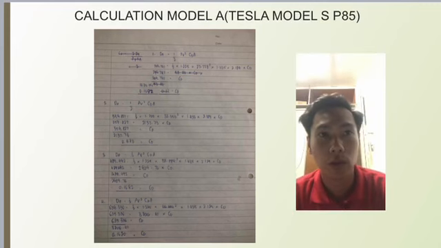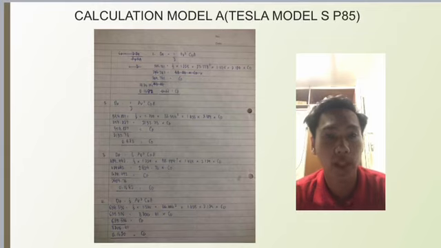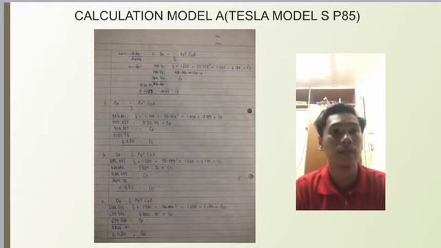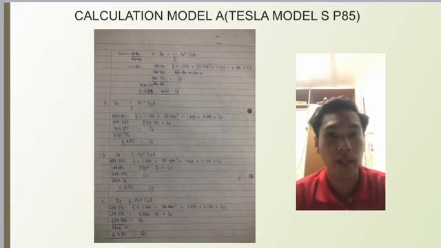Now I will show you how to calculate the drag coefficient. Formula: aerodynamic drag equals 1/2 rho V squared Cd A, where rho is air density, V is velocity, Cd is the drag coefficient, and A is the frontal area.